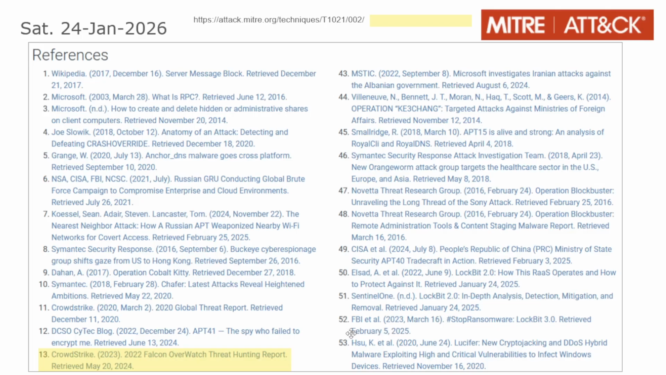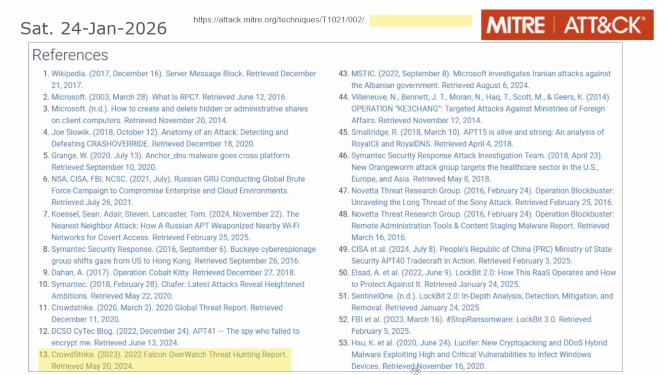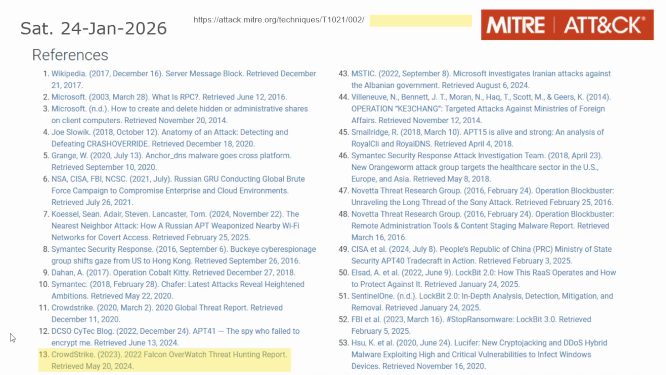And then you have FBI, Lockbit 3.0. So yeah, we have a dedicated video on Lockbit. So we have a little bit of an idea what is going on there. Okay. But so far so good, so nothing catches my eye besides CrowdStrike here. And we will take a look at that. So I think it's so far so good.